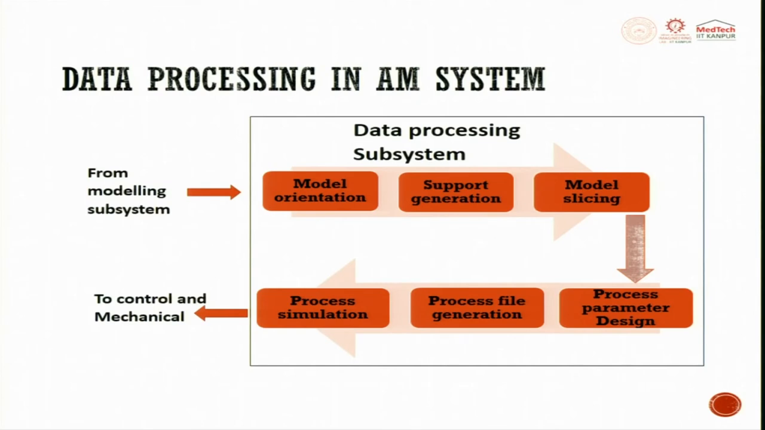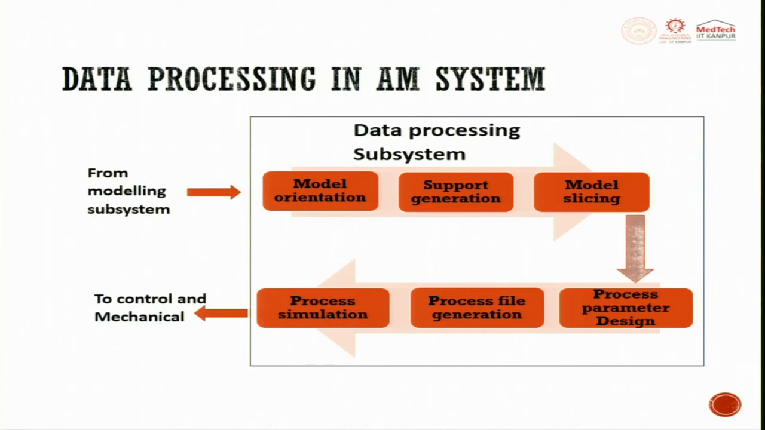When you look into the data processing in AM systems, from the model subsystem you will have model orientation, then support generation, then model slicing, then process parameter design, process file generation, process simulation, and then you try to get the final part to control and mechanical.